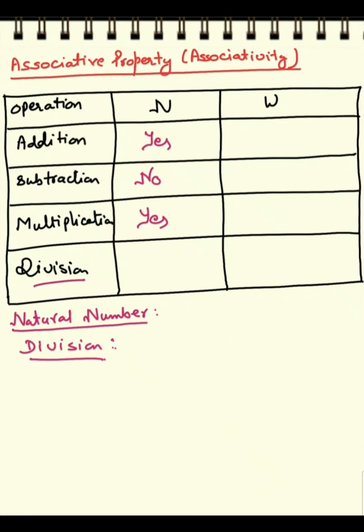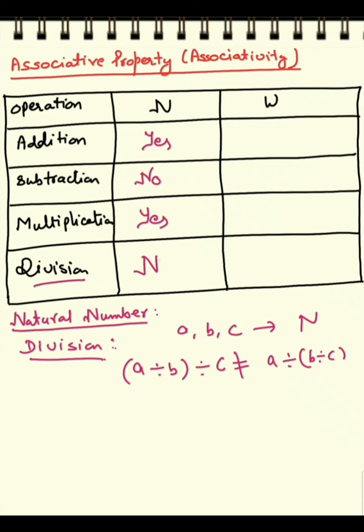Now let's do this property for division. Here also we have to take 3 natural numbers. Then we'll find out that A divided by B, if I take this group, and C is not equal to A divided by B divided by C. So we can say that division of natural numbers is not associative. So we can write here no.